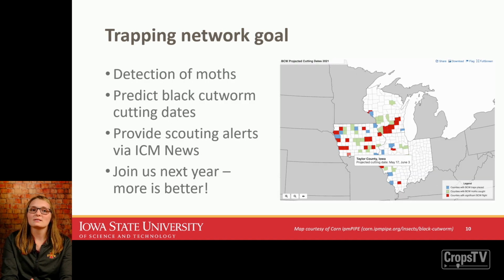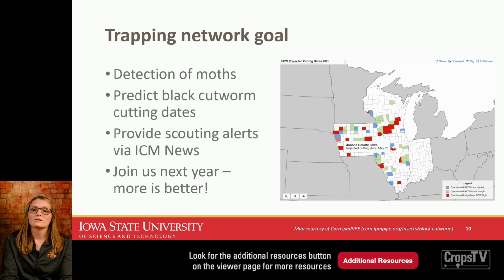So kind of to summarize the moth trapping network, the goal of our network is to detect these migratory moths as they move into Iowa. And then we can use that information to predict black cutworm cutting dates and also provide scouting alerts via ICM News. And so this map here is actually on cornipmpipe.org. You can find black cutworm maps there and also true armyworm maps, but the black cutworm maps are a bit more interesting.